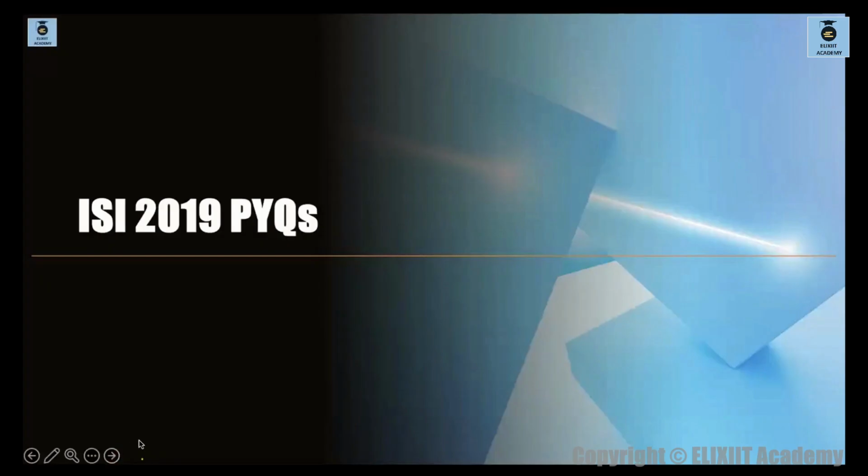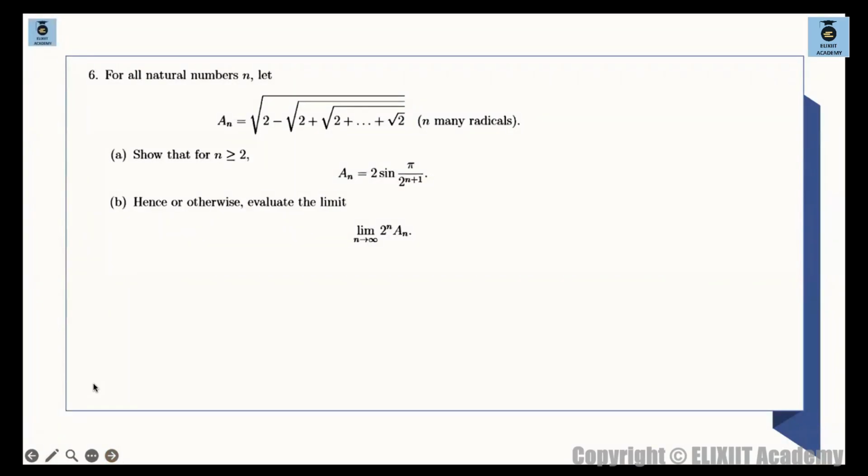Okay, we move on to 2019 PYQs. The very first question says, for all natural numbers n, an is given to be this thing for n many radicals. The first part of the question says, show that for n greater than or equal to 2, an is this quantity. And then you have to find out this particular limit. So again, this is something you just need to very carefully observe over here. Otherwise, the question is very simple. The first part is the only difficult one.